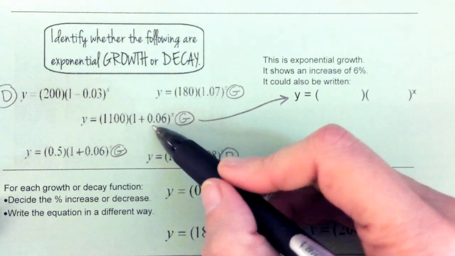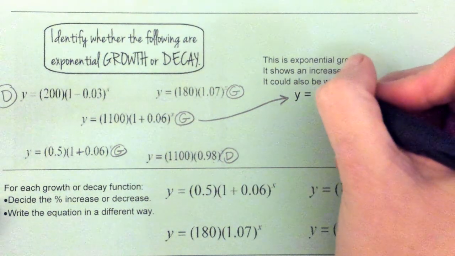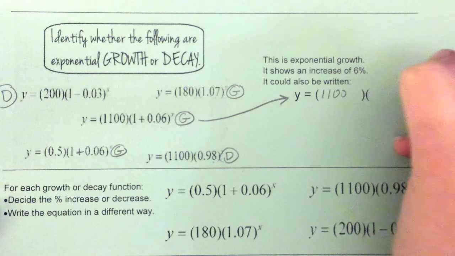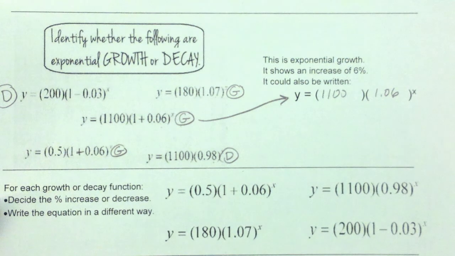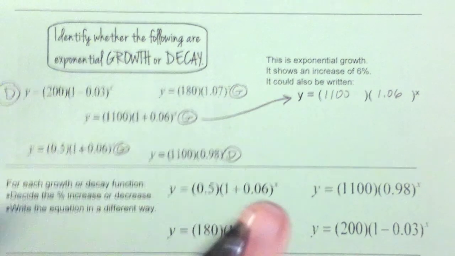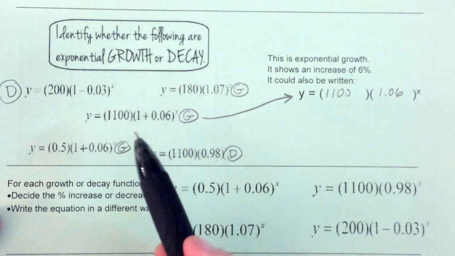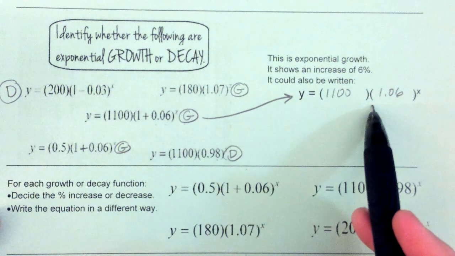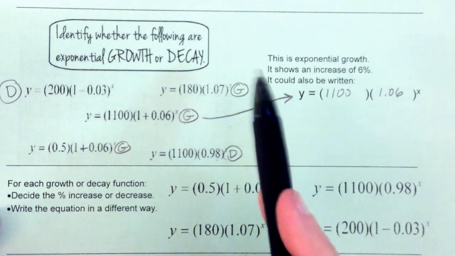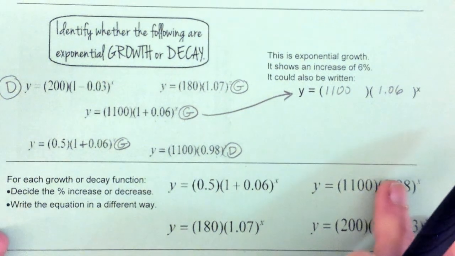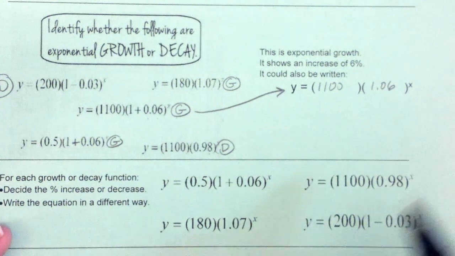It shows an increase of 6%. So I could write that also as 1100 times 1.06 to the x power. So these are two different ways I can write them. Now, I have to be able to go back and forth between them, because if I write it one way and they show the answer the other way, I have to be used to it. If I write it like this and they're showing it to me as 1 plus 0.07, I have to be able to go back and forth between them. So let's take a look at them and let's write them really quick.